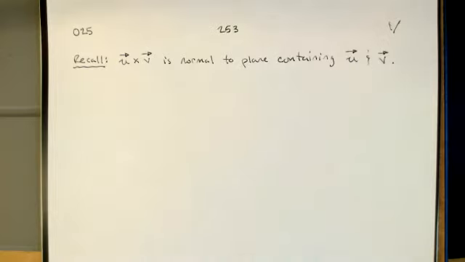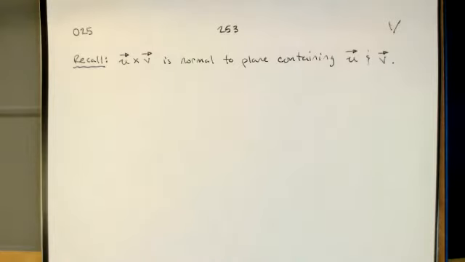Yesterday, we talked about the cross product, where we take a vector, multiply by another vector, and come up with a vector. The important thing that we noted was that the cross product of a couple of vectors was perpendicular to both the vectors in the product. U cross V is normal to the plane containing U and V.